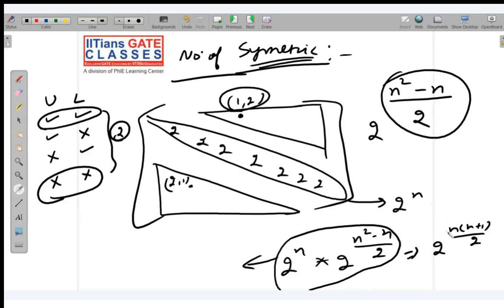Which part is confusing? This thing? Okay, so no problem. See this is 2 and this is 2, same base, right? When 2 power n multiplied by 2 power m, it is 2 power n plus m. So simply say 2 power (n square minus n) by 2 plus n. So n square minus n plus 2n by 2. So n square plus n by 2. So n into n plus 1 by 2. Yes, sir.